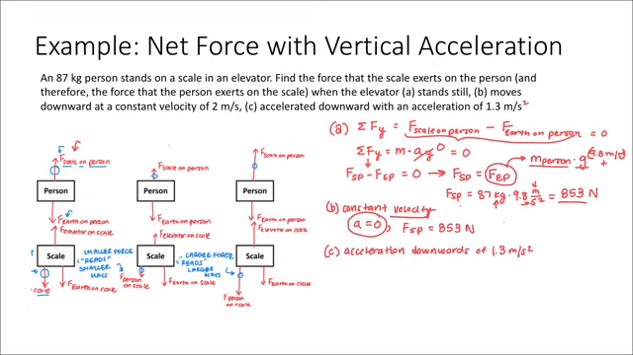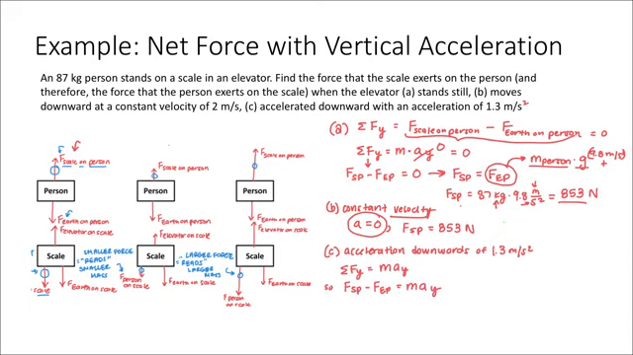How about if the elevator is accelerating downwards with an acceleration of 1.3 meters per second squared? I added the square there, my unit was a bit off. So in this case, I do have a net force because I am accelerating downwards. So let's write out the sum of forces in the y direction again. Notice it's going to look the exact same because I have the same two forces acting on the person.